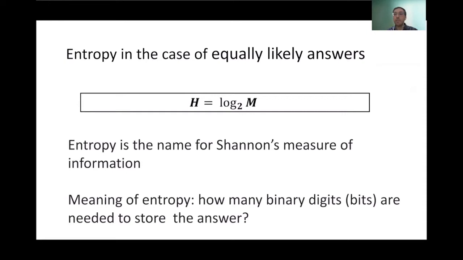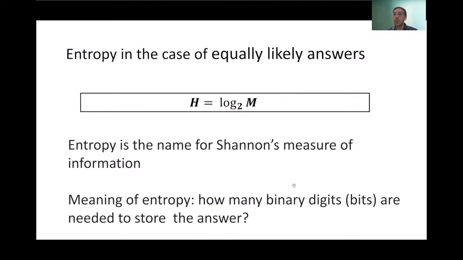Shannon's measure of information is called entropy. And in the case of equally likely answers, Shannon's measure of information, or entropy, is equal to the logarithm of the number of possible answers m in base 2. Now, what is the meaning of Shannon's entropy? The meaning is how many binary digits, or bits, 0s and 1s, are needed to store the answer.